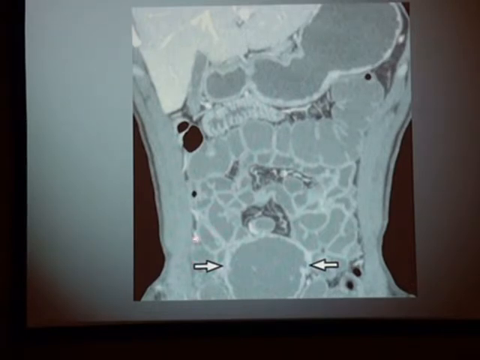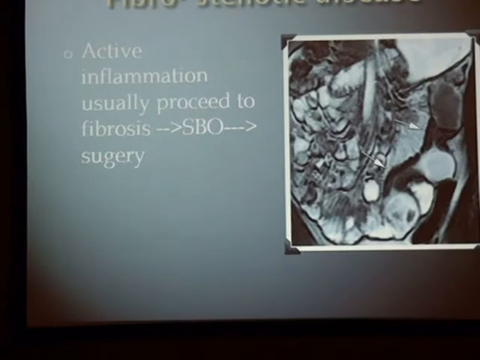Abscess formation is also a common finding in the penetrating stage of Crohn's disease. Here we see a CT image where this is the abscess and this is the wall of the abscess, clearly depicted here by the contrast enhanced CT image. The third type of Crohn's disease that is detected clinically or by imaging is the fibrostenotic disease. This happens when active inflammation proceeds to fibrosis. It can lead to intestinal obstruction, which necessitates surgery.